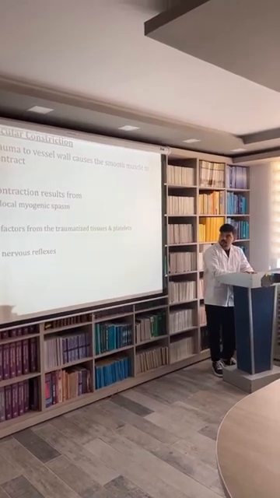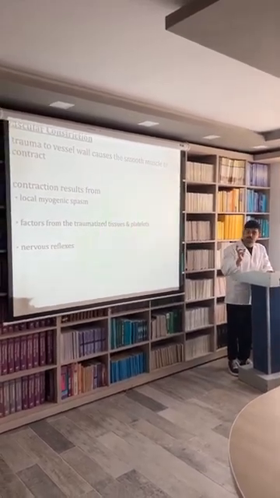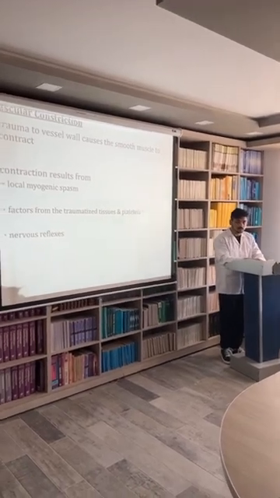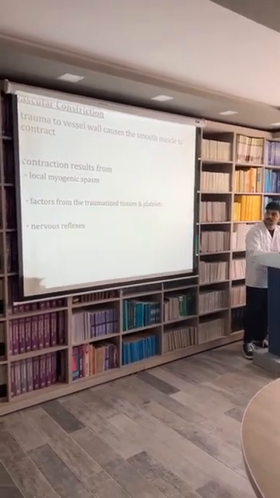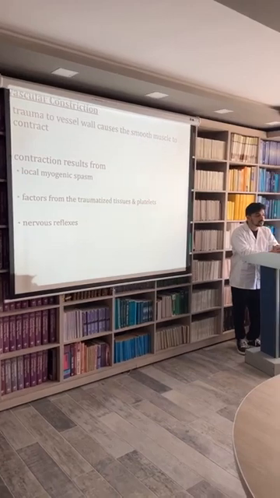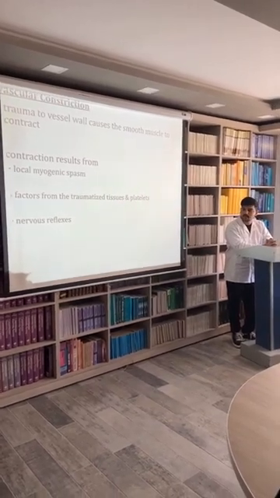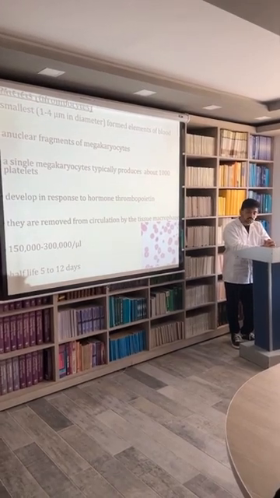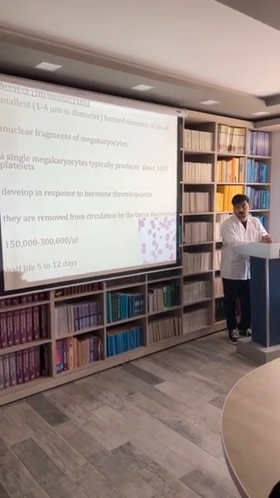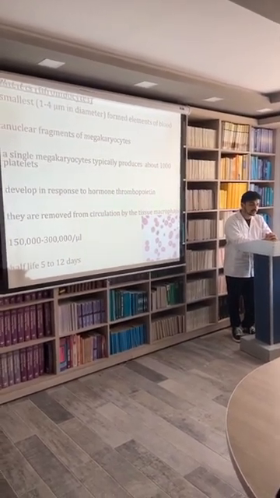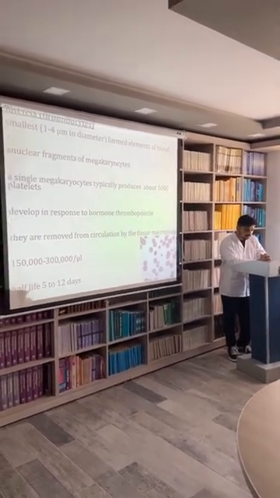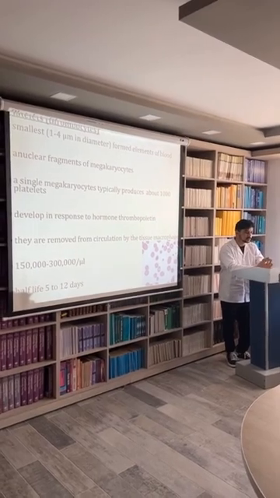Now first, vascular constriction. It is a trauma to the vessel that causes the smooth muscles to contract, and it is mainly the result of three processes: local myogenic spasm, second is a factor from the traumatized tissue and platelets, and third is the nervous reflexes. And if you know about the vascular constriction, you have to know about the platelets or thrombocytes. They are the smallest formed element of the blood, mainly 1 to 4 micrometers.